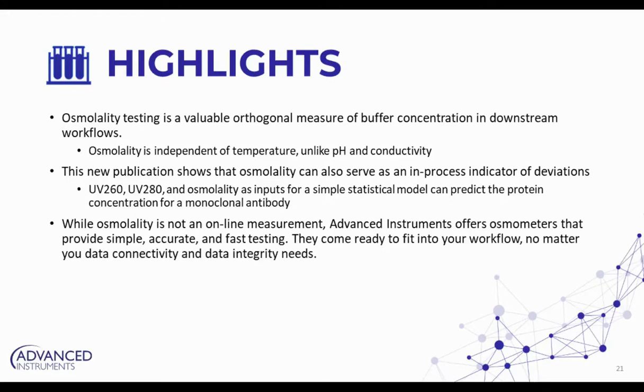So the new publication specifically, and again, we are happy to point you in the direction of the paper from Dr. Jungbauer's team if you'd like more information on that, shows that osmolality can serve as an in-process indicator of protein quantity, and also potentially, as a result of that, indicate any deviations. So as he said, and as he showed in the graphs, osmolality, along with UV 260 and 280, can be used as inputs for a very simple statistical model to predict the protein concentration for your MABs.